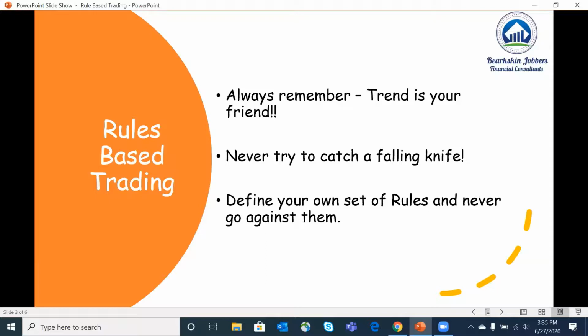And the most important thing, another important point, define your own set of rules and never go against them. So once you have decided a rule that you will not enter a penny stock, don't enter it. Or any other rule you have defined, like I will go by this rule, then stick to that rule no matter what happens. If you think that going against your rule at this time will give you some money, don't do that, because by doing so, you will not be disciplined, and you will not be going by your rules.